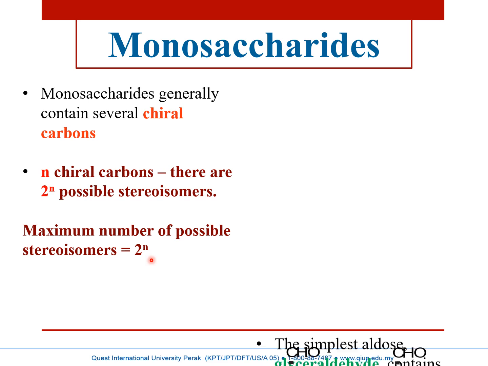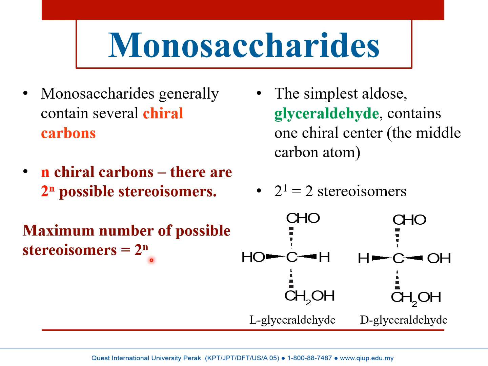Okay. So shown here for glyceraldehyde, it has one stereogenic center or one chiral carbon. Therefore, the total number of stereoisomers is 2. One is L-glyceraldehyde. Remember, the OH on the right is a D, while the OH on the left is L.